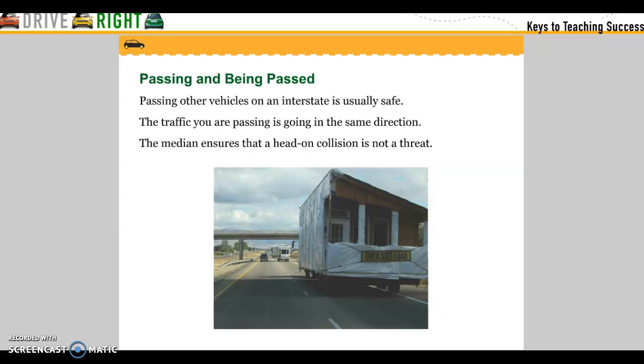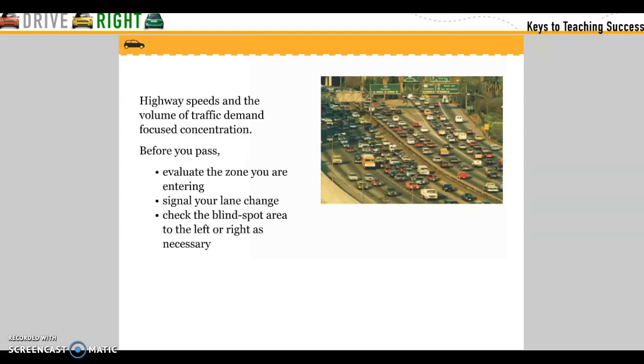Passing and being passed. Passing other vehicles on an interstate is usually safe. The traffic you are passing is going in the same direction. The median ensures that a head-on collision is not a threat. Highway speeds and the volume of traffic demand focused concentration. Before you pass, evaluate the zone you are in.